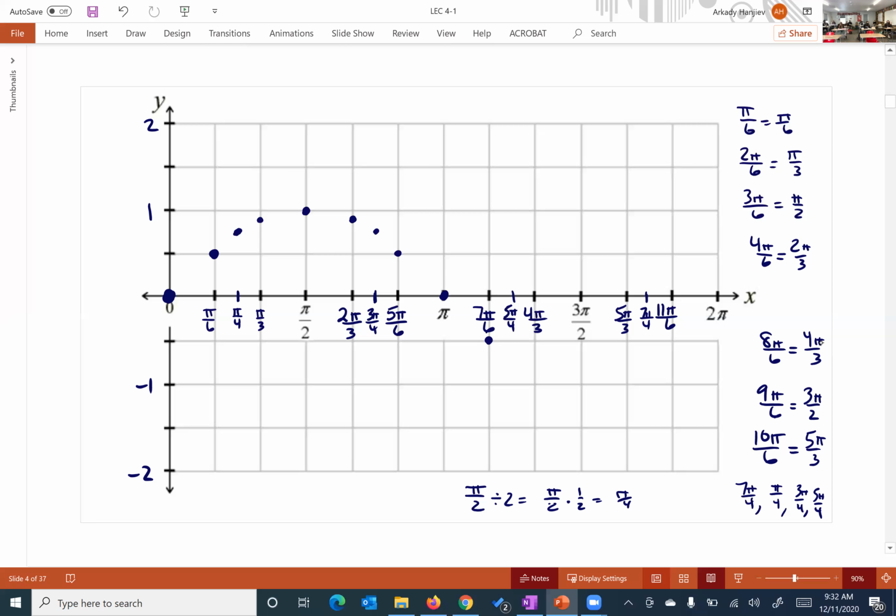Perfect. 0.7, negative 0.71. So that's 1/2. So it'd be about right there-ish. Okay, I'm going to finish up the rest here. Negative 0.87, negative 1, negative 0.87, negative 0.71, negative 1/2, and 0. Boom. Are we good?